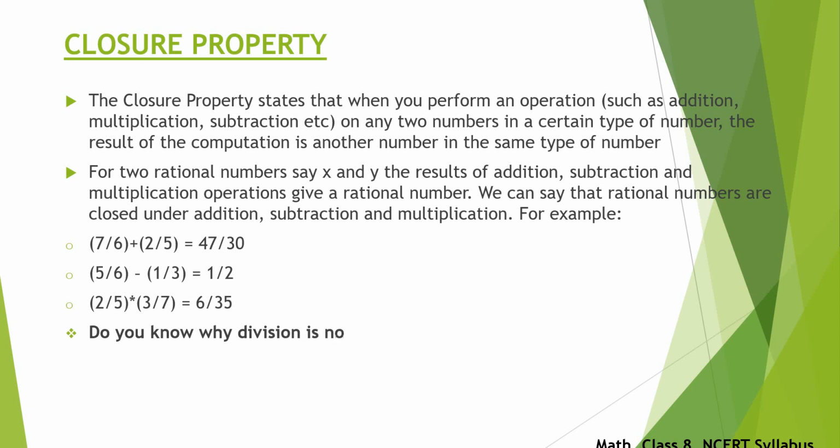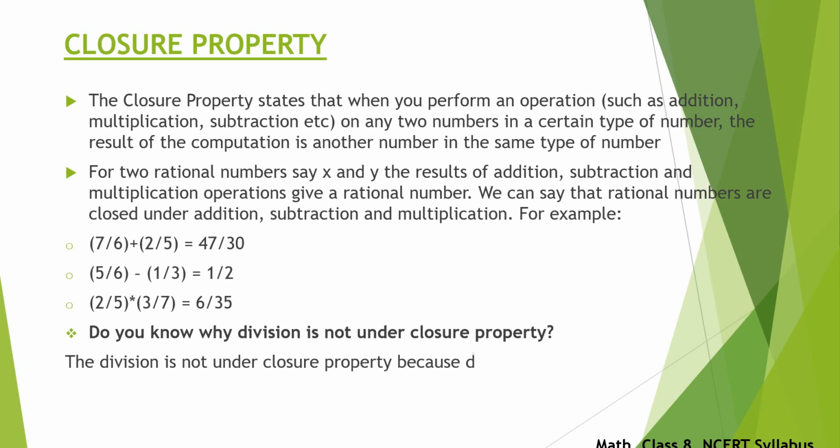But do you know why division is not under closure property? Just think over it. The division is not under closure property because division by 0 is not defined, and 0 is a special rational number, we have already said. But when we divide any number by 0, it is not defined. So we cannot say that rational numbers are closed under division.